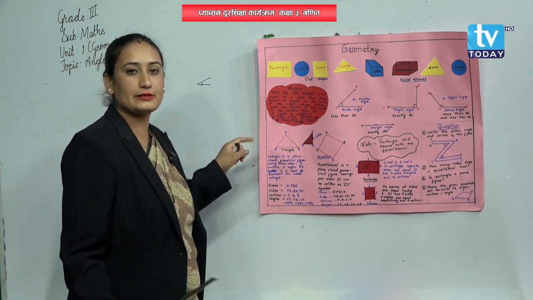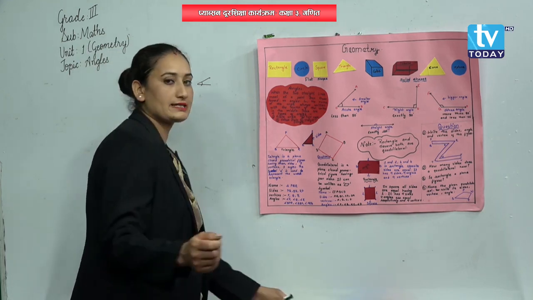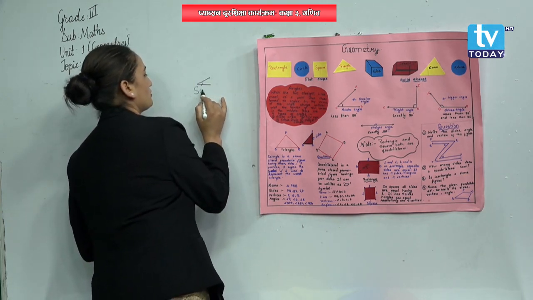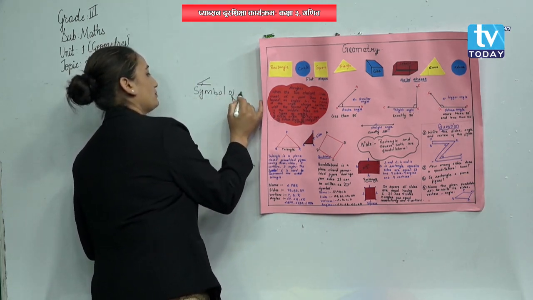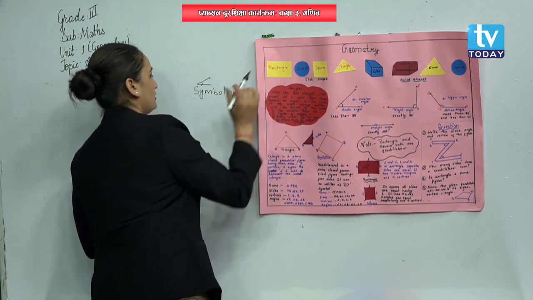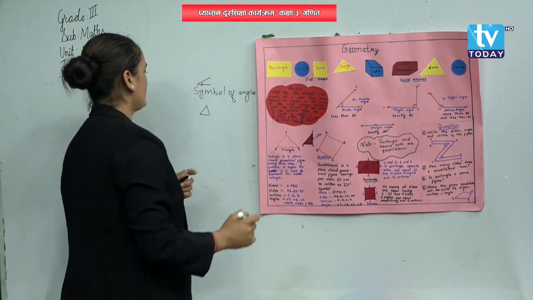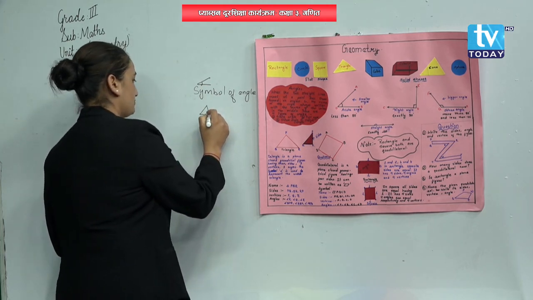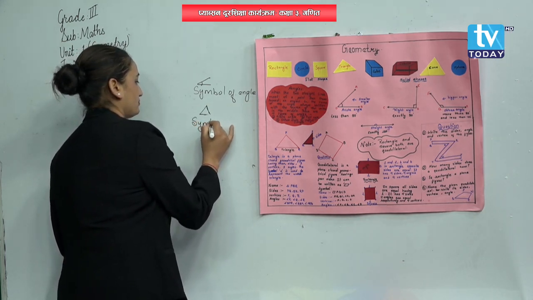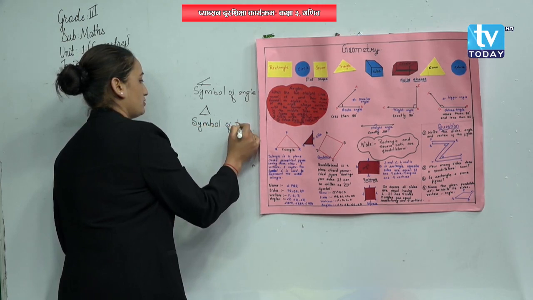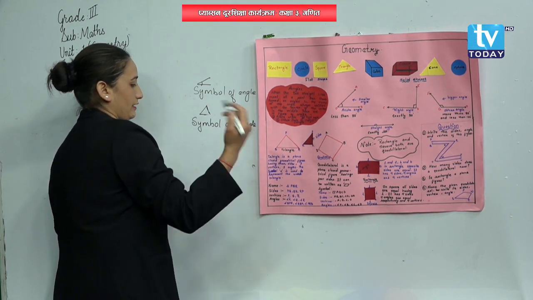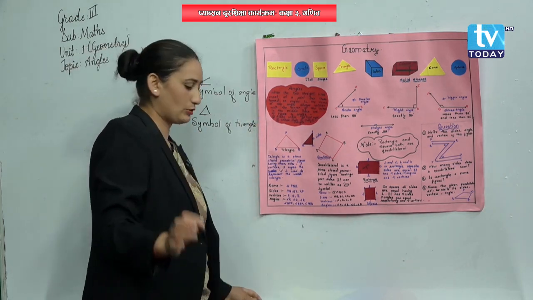And if you want to write the symbol of a triangle, how many sides are there in a triangle? Three sides, right? This is the symbol of angle. Please note it in your notebook. Now next one is the symbol of a triangle. See here, it's the symbol of a triangle. Again there are so many symbols, we will talk about them later on.